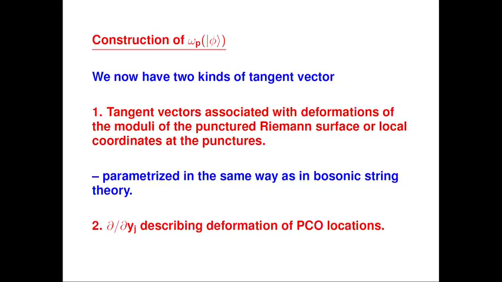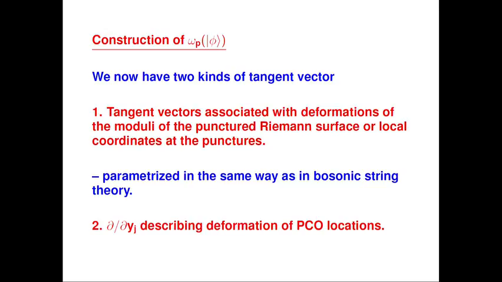These are exactly the same as in the case of bosonic string theory. You label these tangent vectors by simply vector fields on those circles, which tells you how the overlap function changes infinitesimally. So, these are parameterized exactly in the same way as in bosonic string theory. We do not have to do anything new to parameterize this.